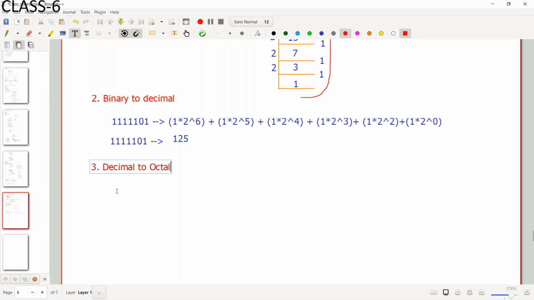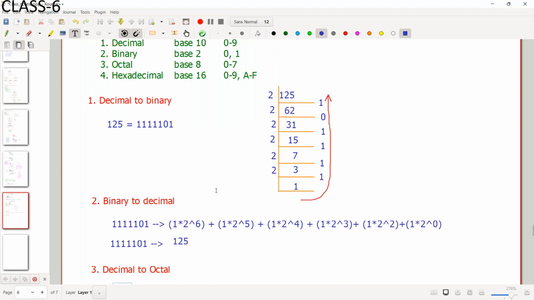I told you when we convert a decimal number to another number system, we have to divide it by the base. The base of octal is 8. If I take the example 212, 212 in decimal needs to be converted to octal, not binary. So we have to do the division in a similar manner.